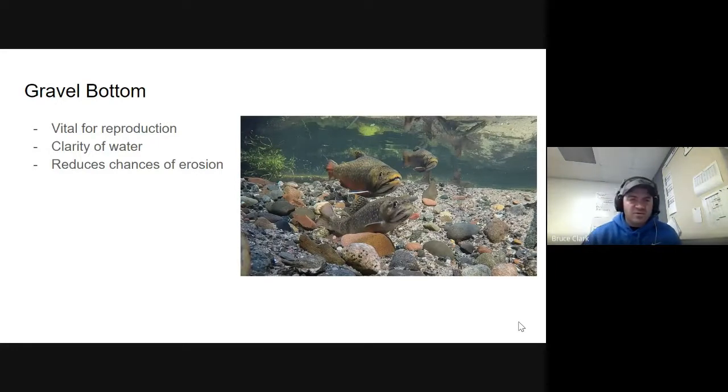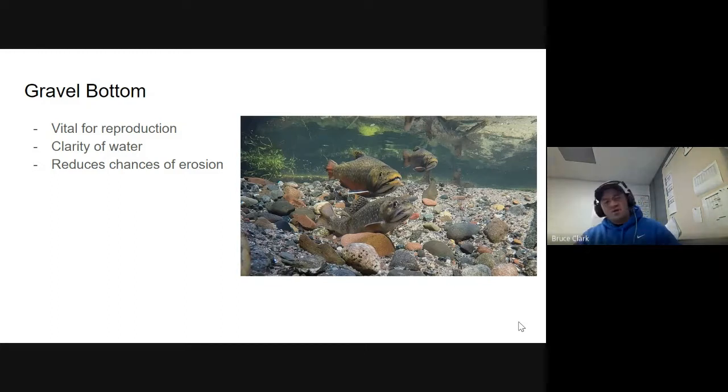The substrate, or the bottom of the river or stream, is important too. Here we're going to look for a gravel bottom versus a muddy bottom. It's vital for reproduction. Here we're actually looking at two trout reproducing. The one has laid a bed, and the other is probably going to deposit sperm over eggs here shortly. They need that to reproduce naturally in the wild.